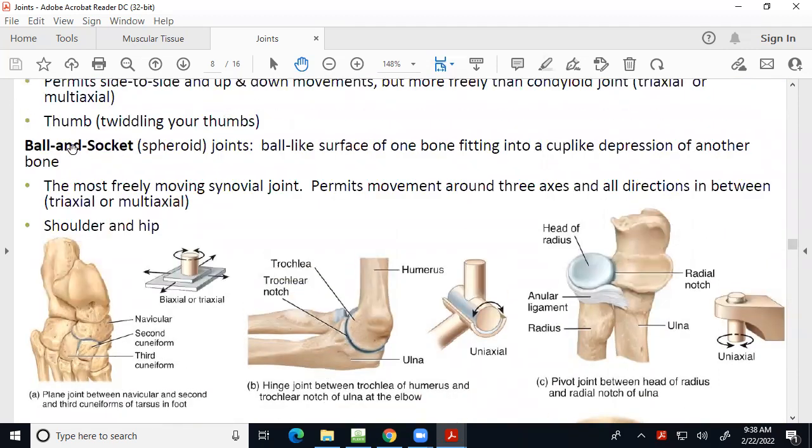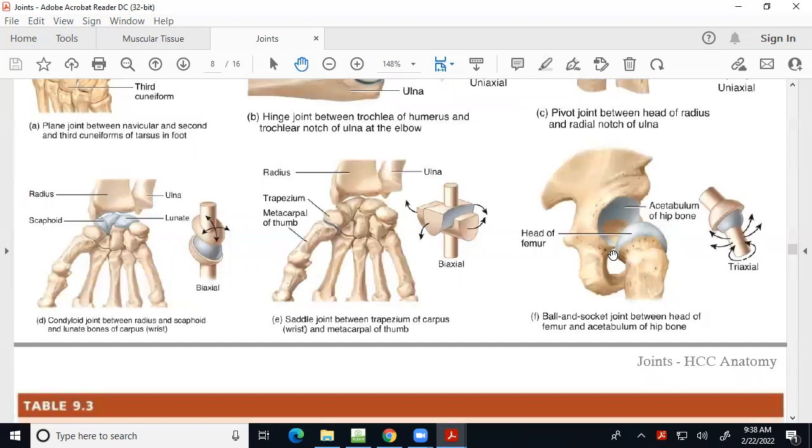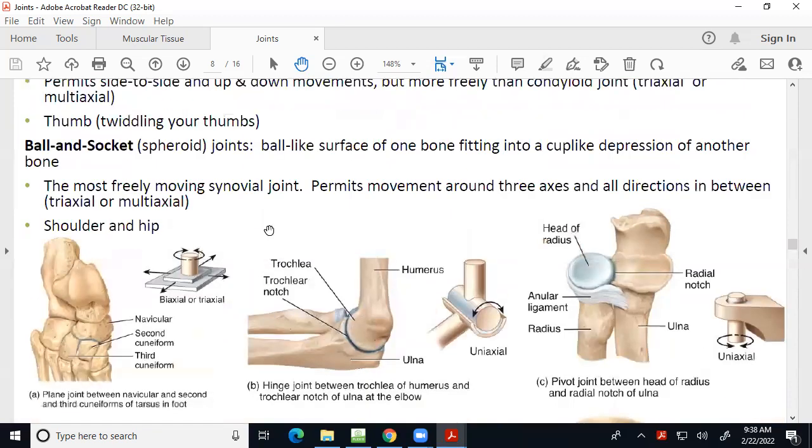And then the most freely movable synovial joints are the ball and socket or spheroid joints, where you've got a ball-like head, like the head of the femur, fitting into a cup-like depression of another bone, in this case, the acetabulum of the hip. This makes them triaxial. Since they're most freely movable, they permit movement around all three axes in all directions in between. The shoulders are your truly most freely movable synovial joints. Then your hips are also very freely movable, just not quite as freely movable as your shoulders.